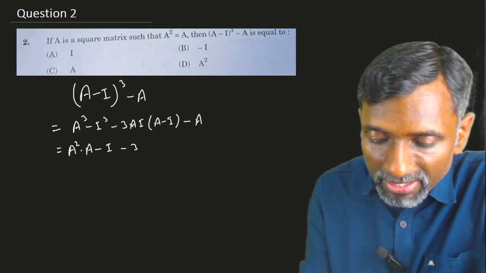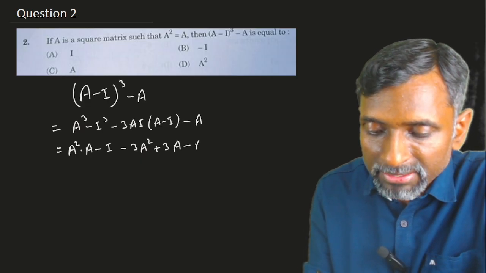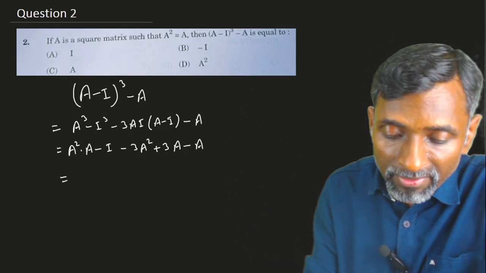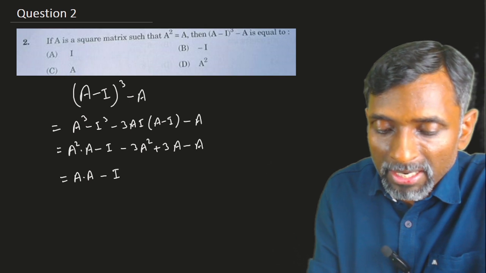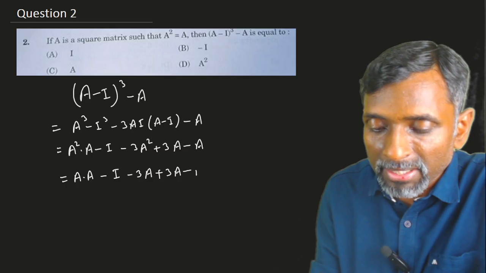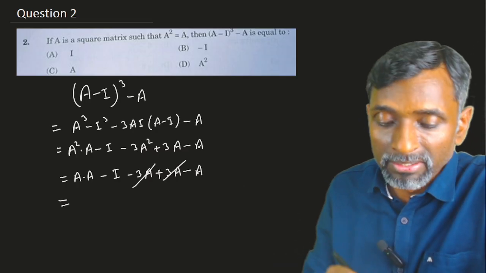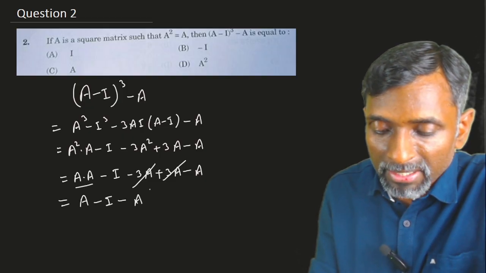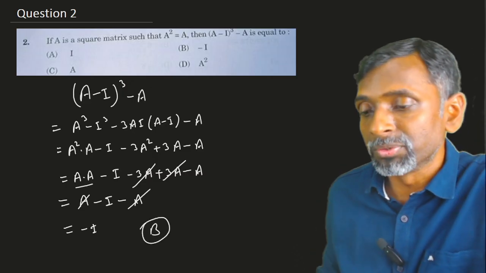If we eliminate this bracket, it will be 3A squared plus 3A minus A. Now you know A squared is equal to A, as given in the question. So every A squared can be replaced by A. So it is A multiplied by A minus the identity matrix, minus 3A plus 3A minus A. Now we can cancel this. Again A squared can be considered as A, so it can be written as A minus I minus A. Again A is cancelled with A. The answer is minus I. So we can say option B is the correct answer in this question also.